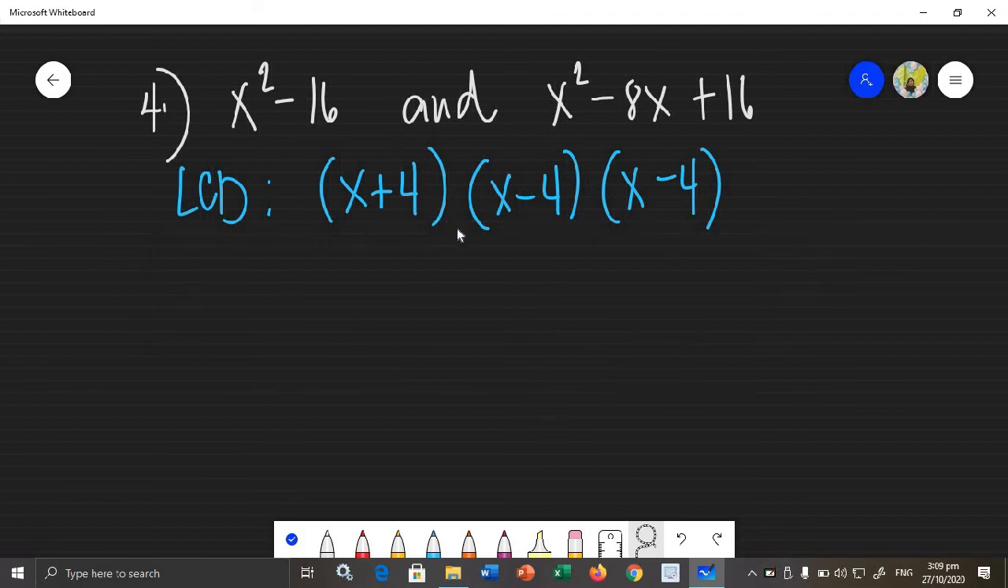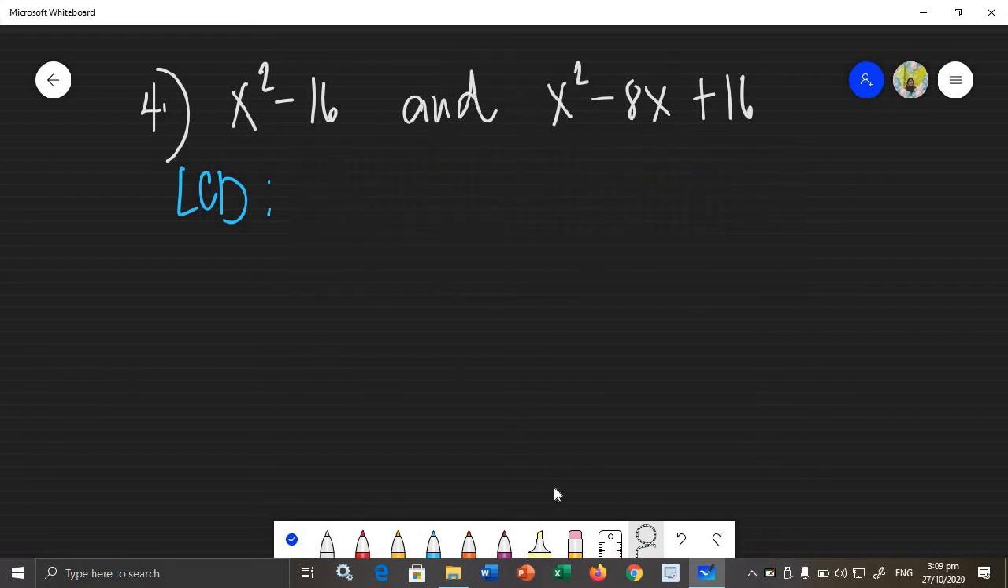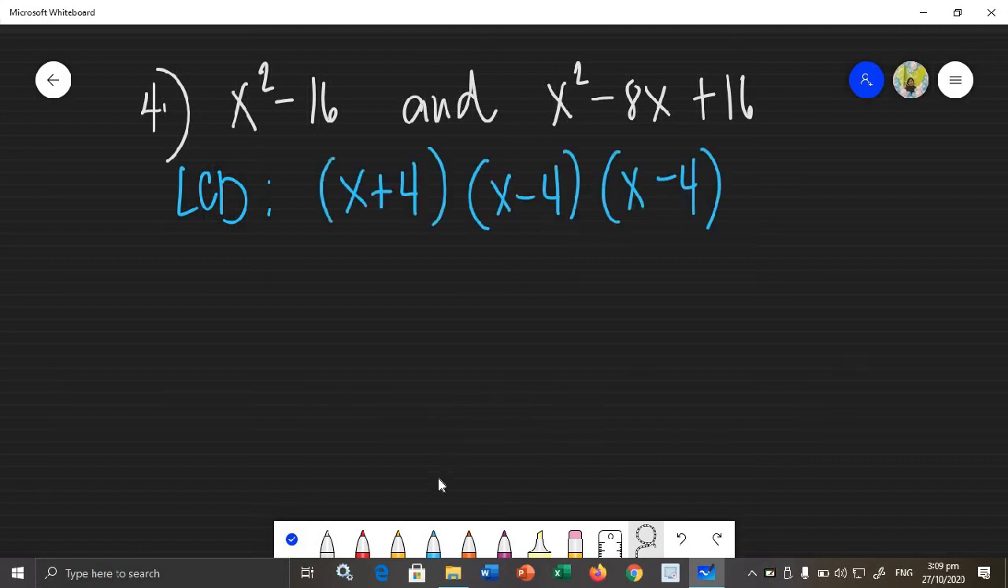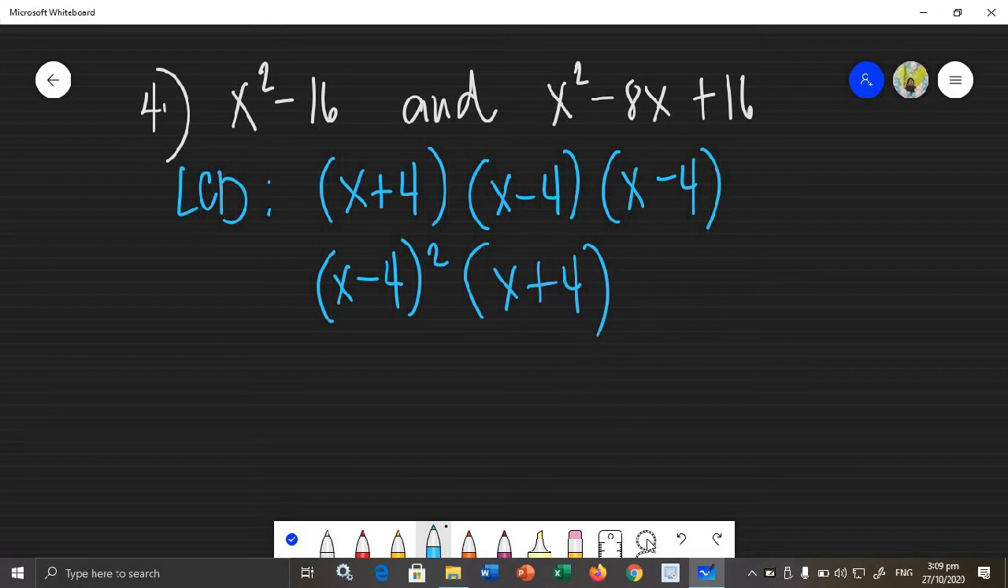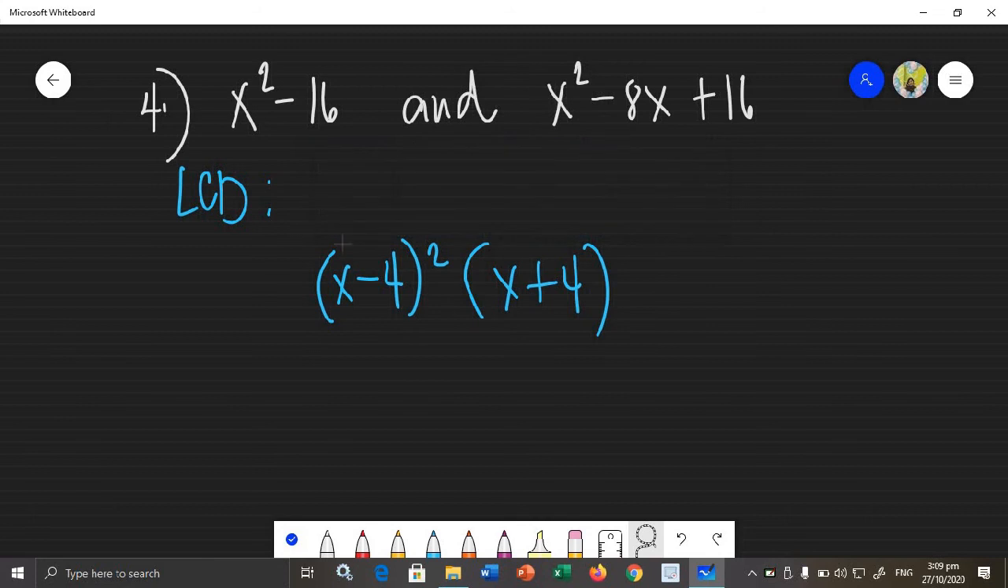Or, we can simply say na i-squared natin si x minus 4 kasi dalawa siya, di ba? So, therefore, kapag nire-write ko yan, ang given is quantity x minus 4 squared. Bakit po, ma'am, in-squared? Kasi dalawa sila. Para di na kayo mahirapan magsulat. And then, quantity x plus 4. So, we can change this first answer into this.